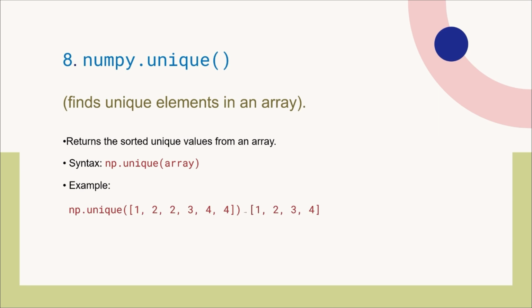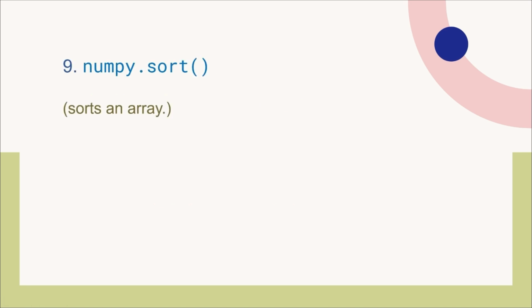So here we can see that it has removed the duplicate values. Now coming to the ninth function, which is numpy.sort. So this function sorts the elements of an array in ascending order. The syntax of this is np.sort. In the bracket we would like to mention the array.